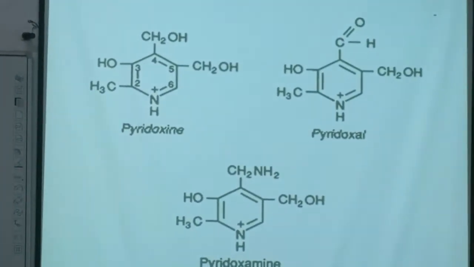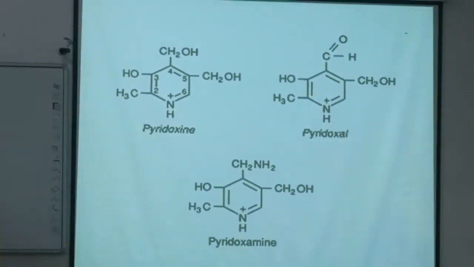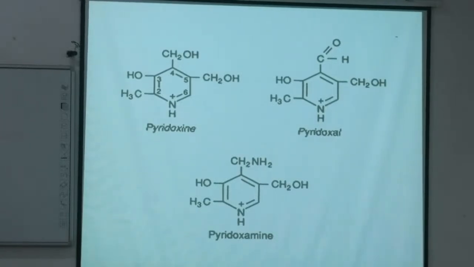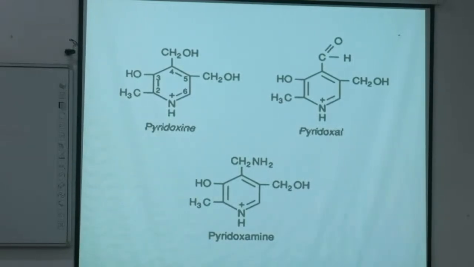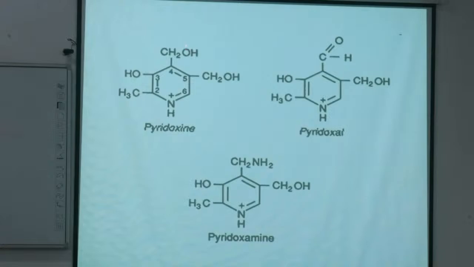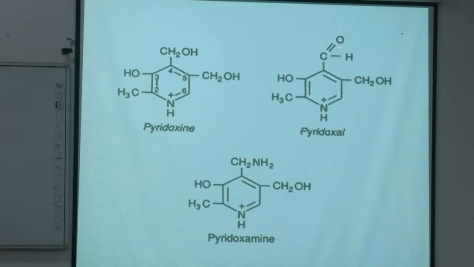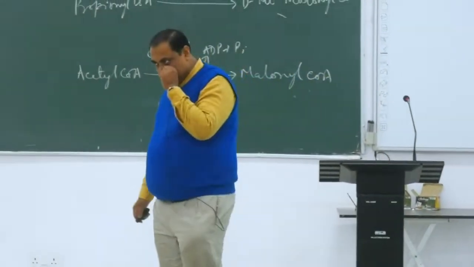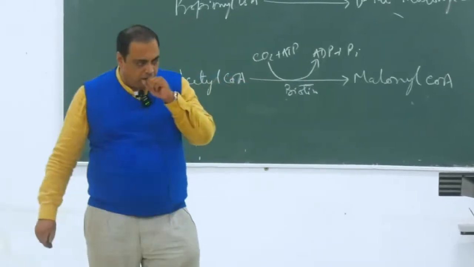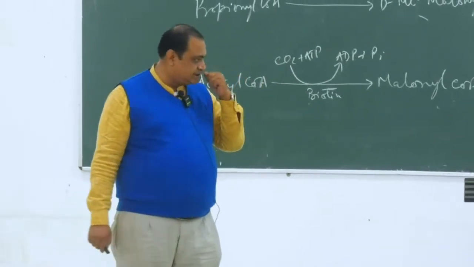It is found in 3 different forms. Pyridoxine is found in 3 different forms: pyridoxine, pyridoxal, pyridoxamine. One is alcohol, aldehyde, amine. Pyridoxine, alcohol; pyridoxal, aldehyde; and pyridoxamine, amine.